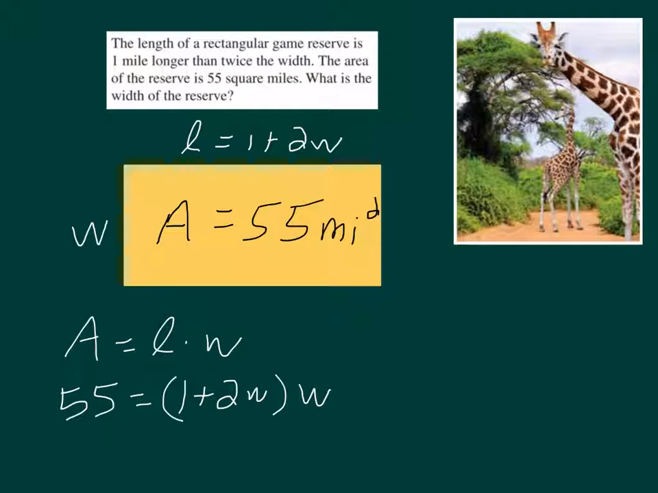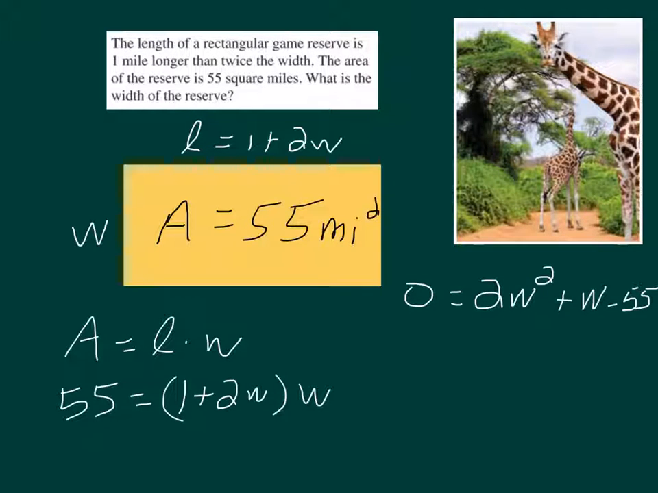We're going to distribute the W here to both of my terms within the parentheses. And remember that anytime I'm trying to solve an equation like this, I need to make sure that I have 0 on one side of the equation. So I'm going to subtract 55 from both sides. Then I'm just going to rewrite my answer in standard form. So after rewriting our equation, we have 0 equals 2W squared plus W minus 55.